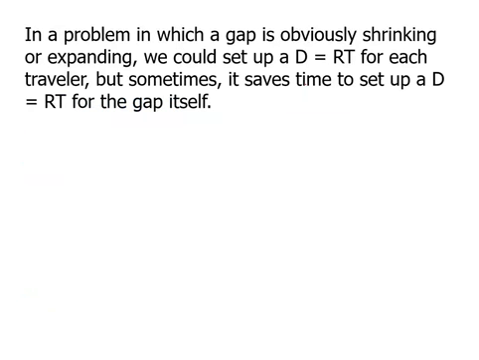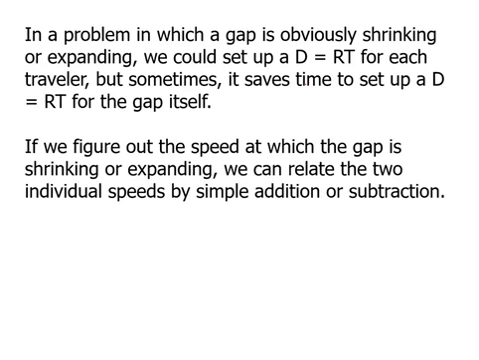In a problem in which the gap is obviously shrinking or expanding, we could set up a d equals rt for each traveler, but sometimes it saves time to set up a d equals rt equation for the gap itself. If we figure out the speed at which the gap is shrinking or expanding, we can relate the two individual speeds by simple addition or subtraction. And this is a big strategy for this kind of problem.